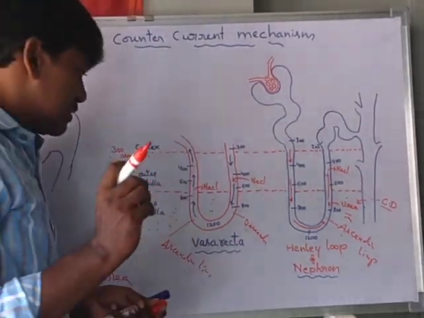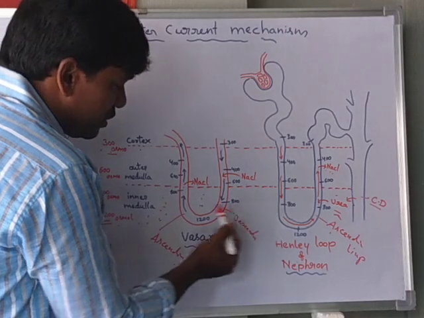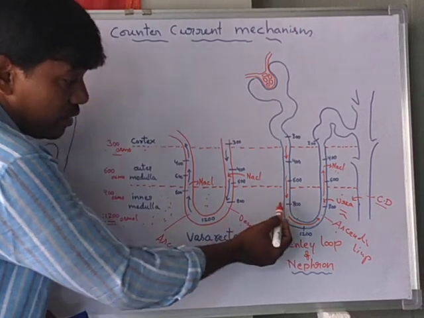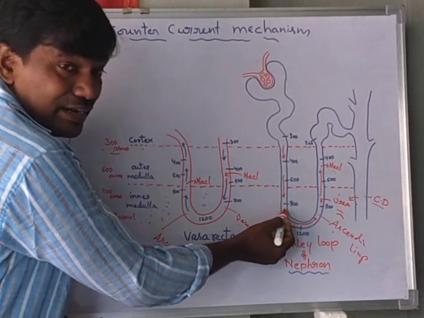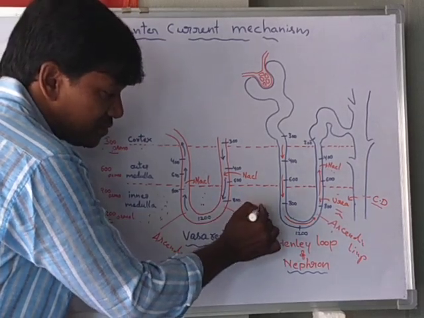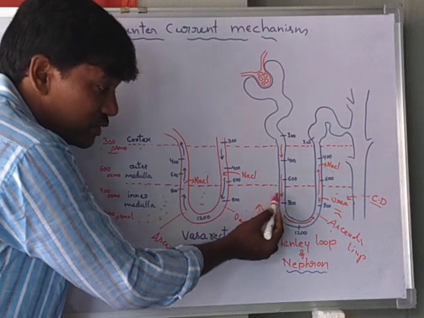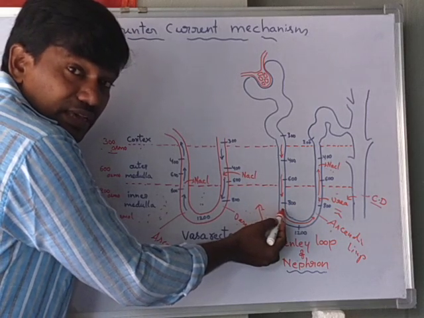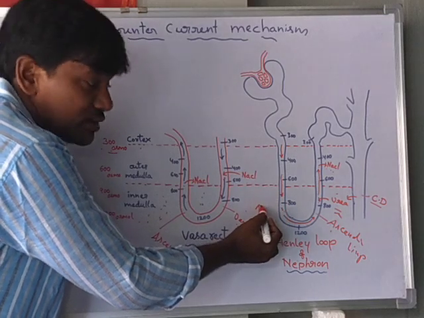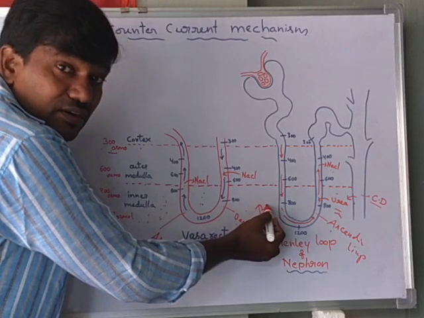Just once again I will explain clearly how it maintains the concentration. When the gradient increases in the interstitial fluid, the osmolarity there will be higher compared to the renal fluid of the Henle loop. Then water moves from lower concentration to higher concentration. That is the basis of osmosis.